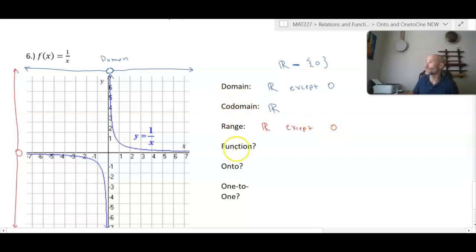So that already tells you this function is not onto. The codomain is all real numbers by definition. The range is only the real numbers that we can generate given some input value. And those two are not the same. Is this a function? Well, yes, it is.